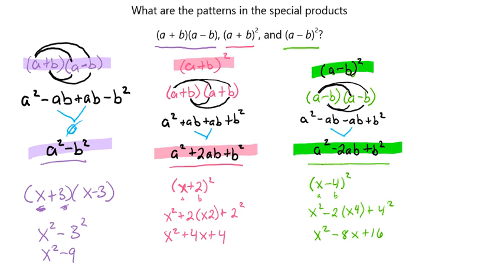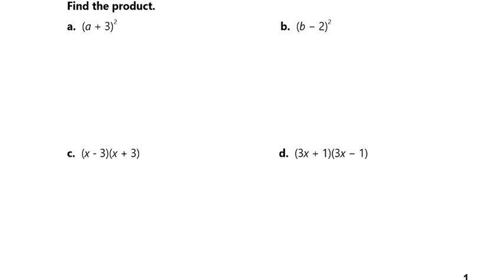Let's practice finding the product of some of these. So here we want to find the product of a plus 3 quantity squared. And so remember, from above, that tells us that we would have a squared plus 2ab plus b squared, where this would be our a and this would be our b. So we can plug our pieces in: a squared plus 2 times a times b plus b squared.